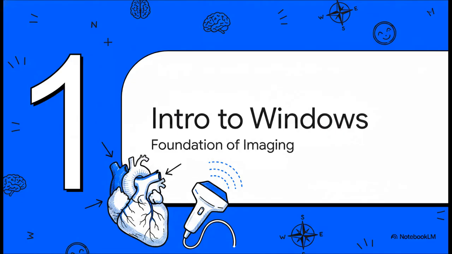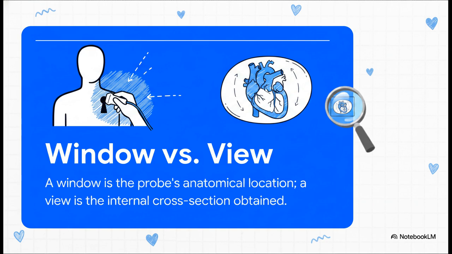All right, section 1. Intro to Echocardiography Windows, the true foundation of cardiac imaging. Okay, so I see this mix-up all the time with beginners. People tend to use the words window and view interchangeably, but they are absolutely distinctly different things. Think of it this way. A window is purely the anatomical location on your patient's chest wall. It's the physical real estate where you actually place your transducer. A view, on the other hand, is the specific internal cross-sectional image you capture on your screen.